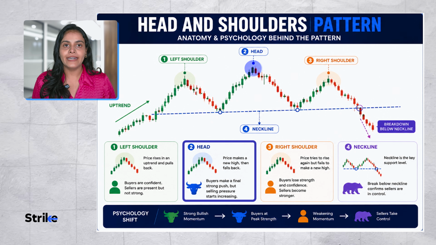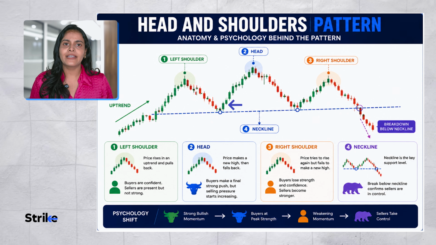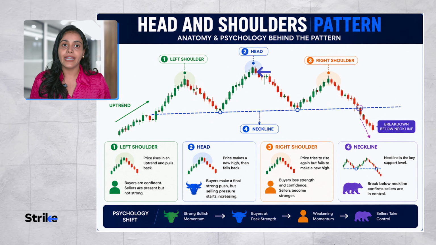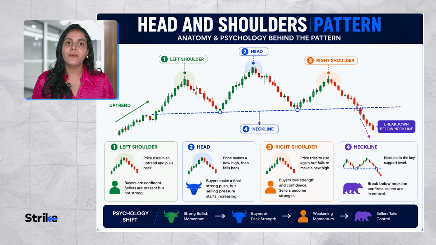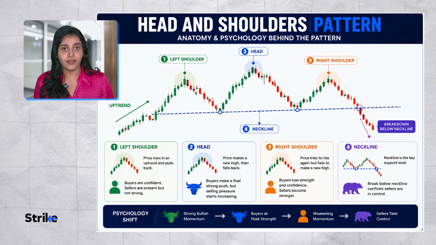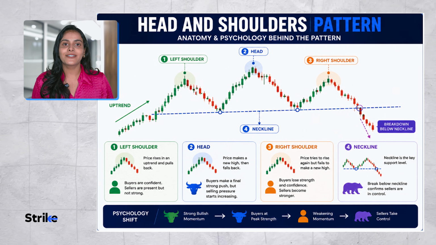Second part, the head. Price then rallies again and creates a higher high. This forms the head, but after making the new high, selling pressure becomes stronger. Smart money may start exiting positions here. Momentum is still bullish, but cracks begin to appear.